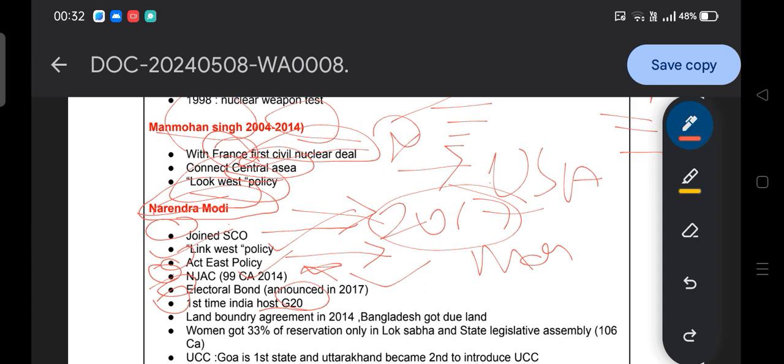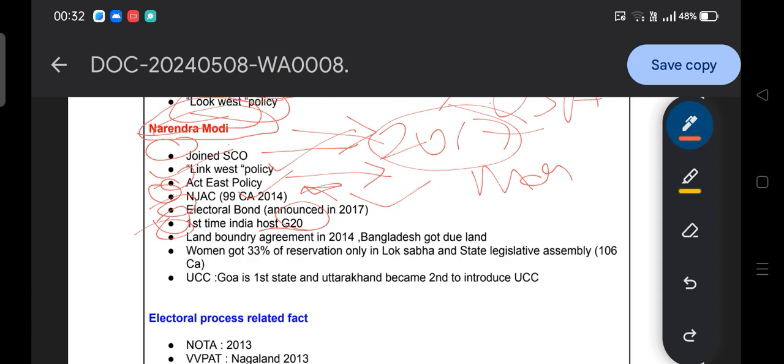Then moving to the next, the Land Boundary Agreement. In 2014 the Land Boundary Agreement was finalized between India and Bangladesh, and the land due was finally provided to Bangladesh. You may ask, sir, we discussed this under the Indira Gandhi government, so how does it come here under Narendra Modi? The thing is that in 1974 there was an agreement, but the proper distribution of land was not done, and it was finalized under the Narendra Modi government in 2014. They can simply ask this question.